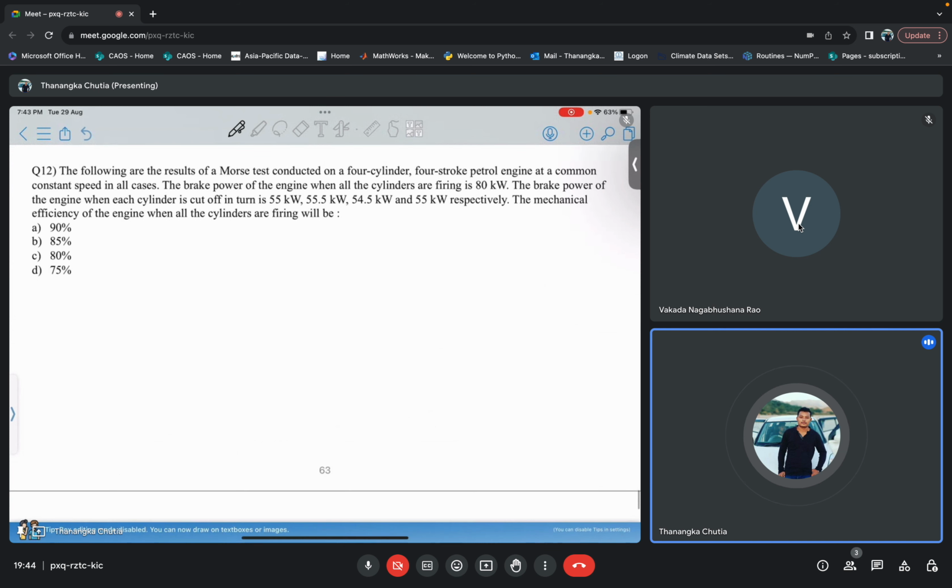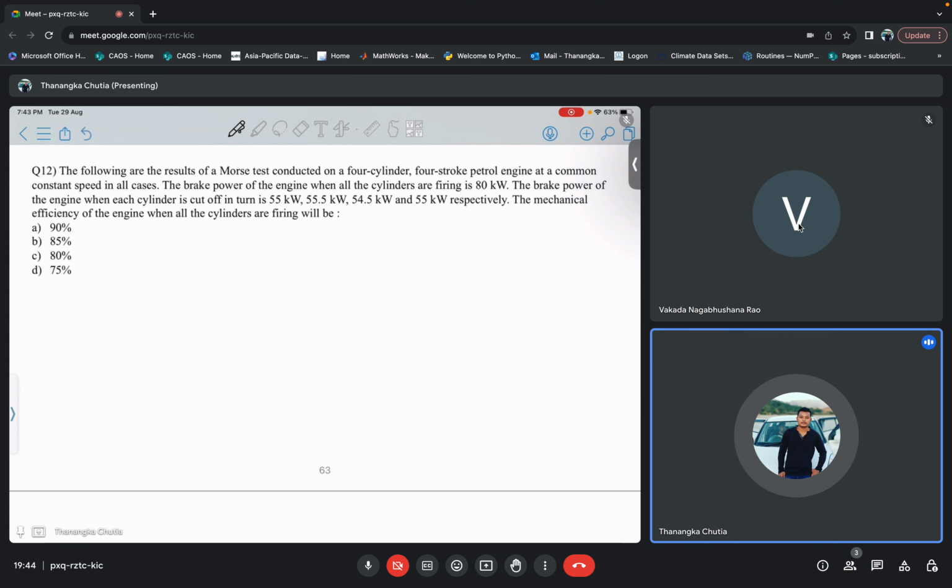Okay, so let us come to the last question of today's part. The following results are obtained on a Morse test conducted on a 4-cylinder 4-stroke petrol engine at a constant speed in all cases. The brake power of the engine when all the cylinders are firing is 80 kilowatt, and the brake power of the engine when each cylinder is cut off in turn is 55 kilowatt, 55.5 kilowatt, 54.5 kilowatt and 55 kilowatt respectively. You have to determine the mechanical efficiency when all the cylinders are firing.